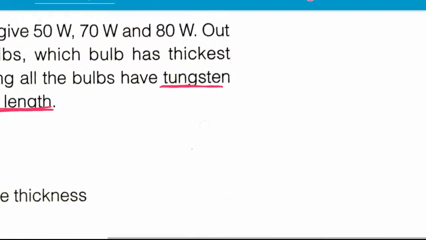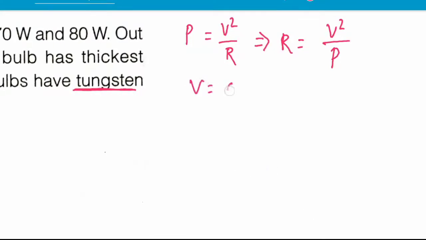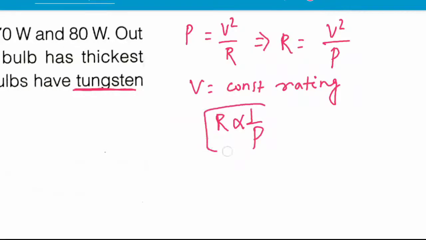So first thing we have to consider: power is equal to V square by R, and I can write that R is equal to V square by P. If we consider all the bulbs of the same voltage rating, then with voltage constant, R is inversely proportional to P, that is, the power.